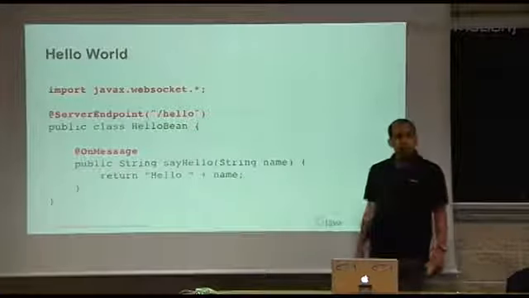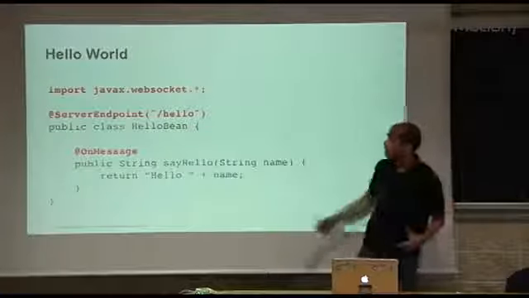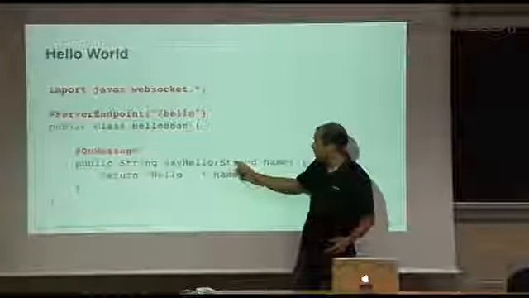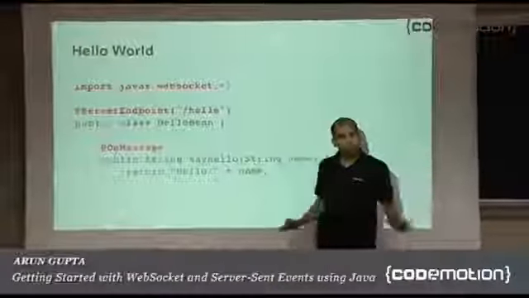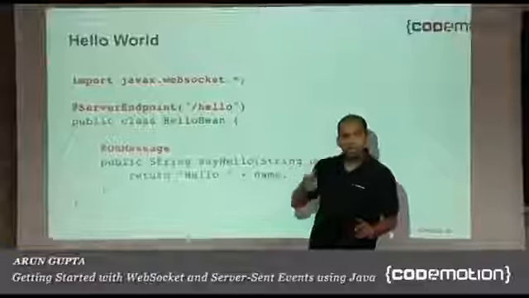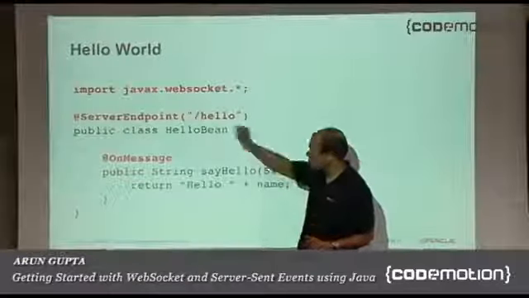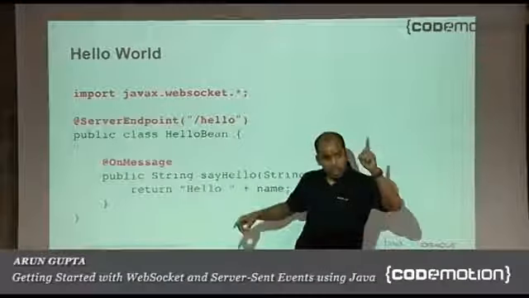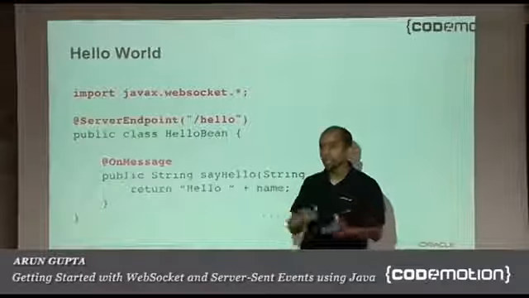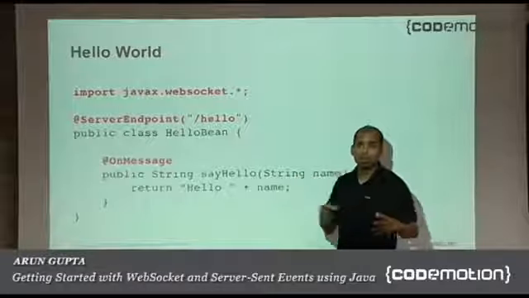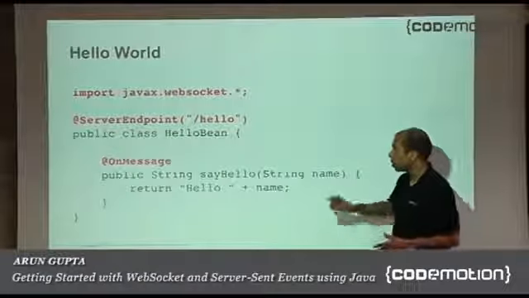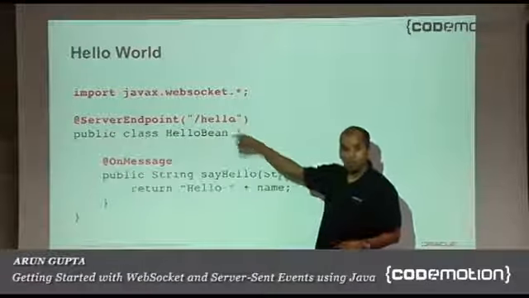So, very canonical hello world. How does it look? Well, HelloBean, String sayHello, take this parameter, return String. POJO, right? Nothing fancy over there. How do I convert this to a WebSocket endpoint? Just add @ServerEndpoint. Single class, one annotation, boom, that's it. No deployment descriptors, no other fancy annotations required, just one annotation. Well, this is a WebSocket endpoint.